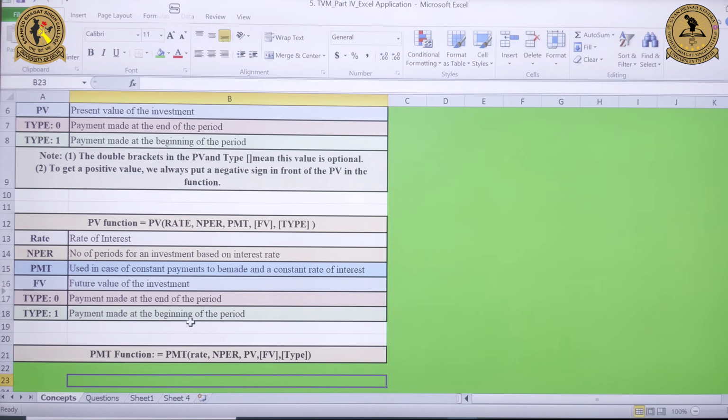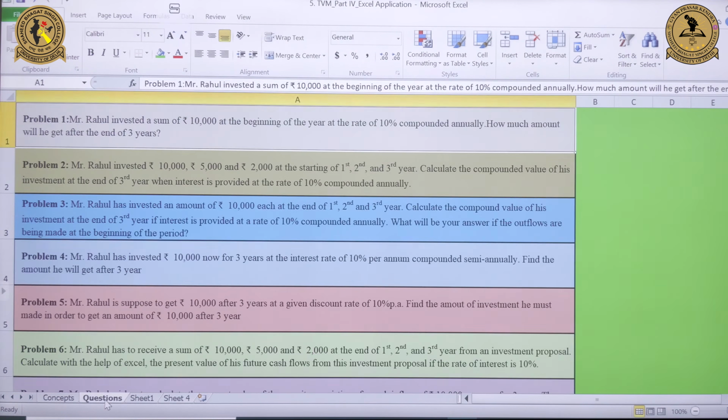And the last function is the PMT function. If we wish to calculate the annuity payments, then it will be equals to PMT. Again, the moment I type equals to PMT, it will ask for rate, NPER, present value or future value, or type. So let's first practice a few numericals based upon this MS Excel function.